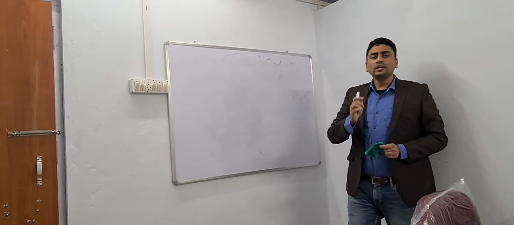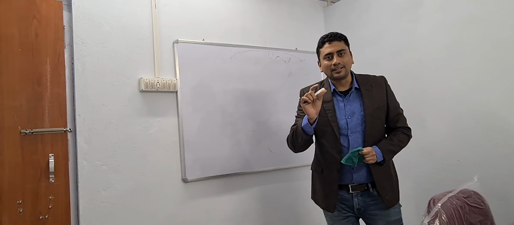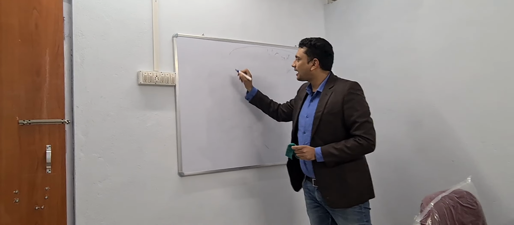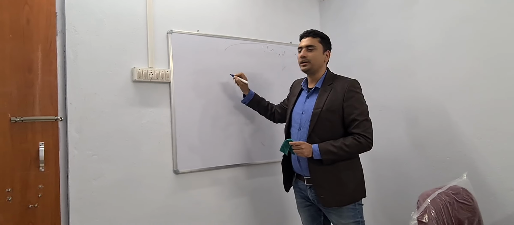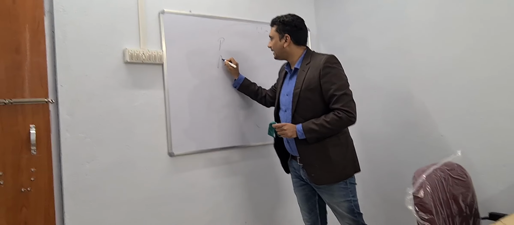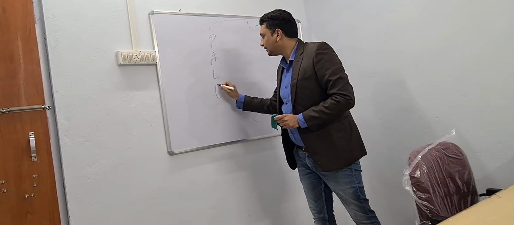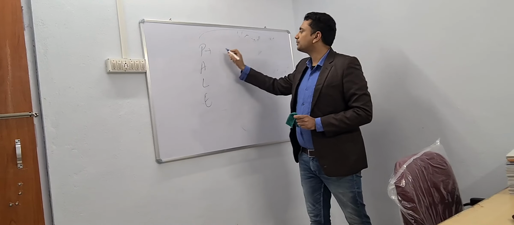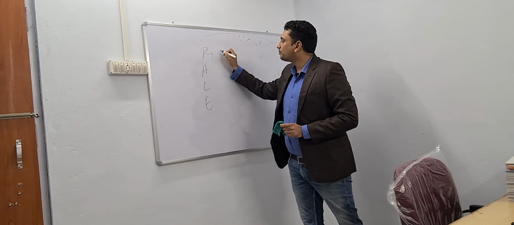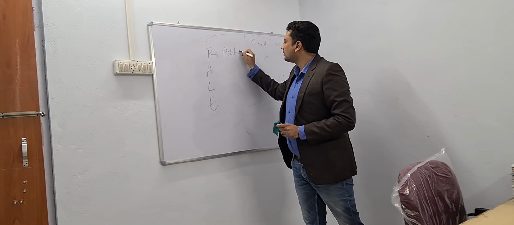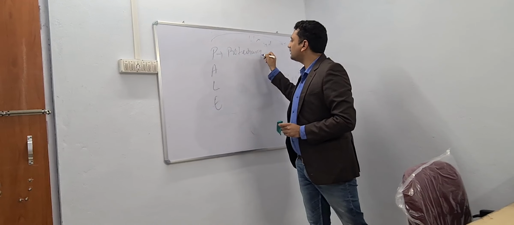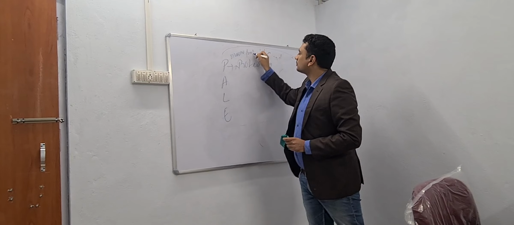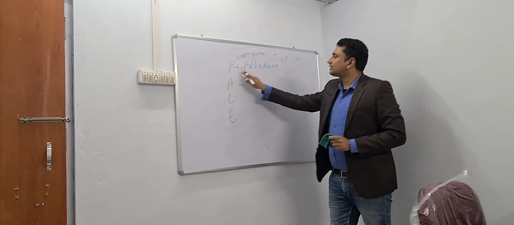There is a mnemonic to remember this tetrad, which is a characteristic feature of nephrotic syndrome. The four findings can be remembered with the help of the mnemonic PALE, P-A-L-E. So P here stands for proteinuria, and technically we can call it massive proteinuria.